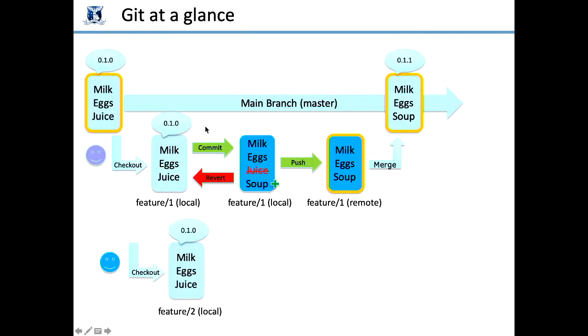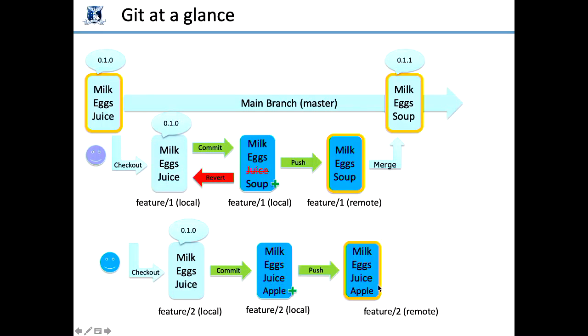Not long after user A checked out the branch, user B also checked out the branch. So he has the same thing from here: milk, eggs, and juice. He did something different. He added an apple to the shopping list. Note, the juice is still in the shopping list. Then he committed the change and pushed to the remote.